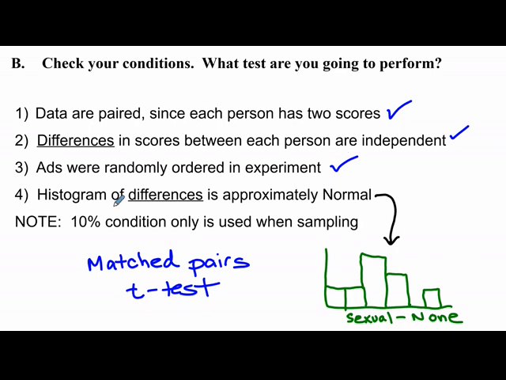And then finally, we look at the histogram of the differences. So remember, we're looking at the differences, so it's important to say that when we write out our conditions, and that they were approximately normal. When I did my TI-84 graphing calculator, this is what I came up with. And this is what is called a matched pairs t-test. Also note, if this was not an experiment, and obviously it was, if it was sampling, we'd want to talk about the 10% condition, but obviously we're doing an experiment, so we won't.